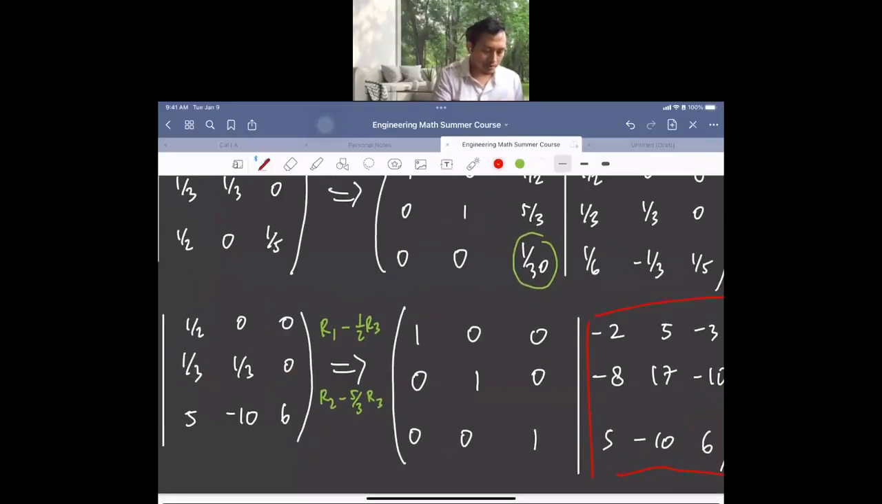Of course, if you use the row operations and if you find, okay, if the one that is here getting 0, 0, 0, then it is no inverse. Okay, no inverse.